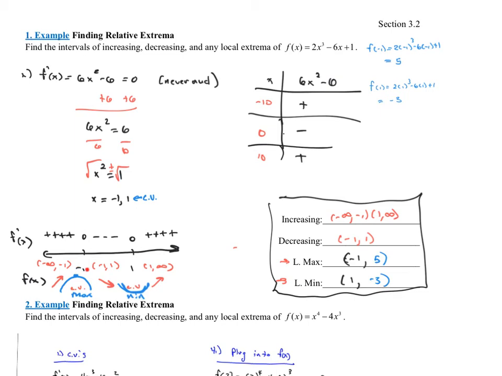Just remember, you do need to plug those critical values into the original function to find the y values, so you can write the local maximum and minimums as ordered pairs. So let's take a look at the next problem.